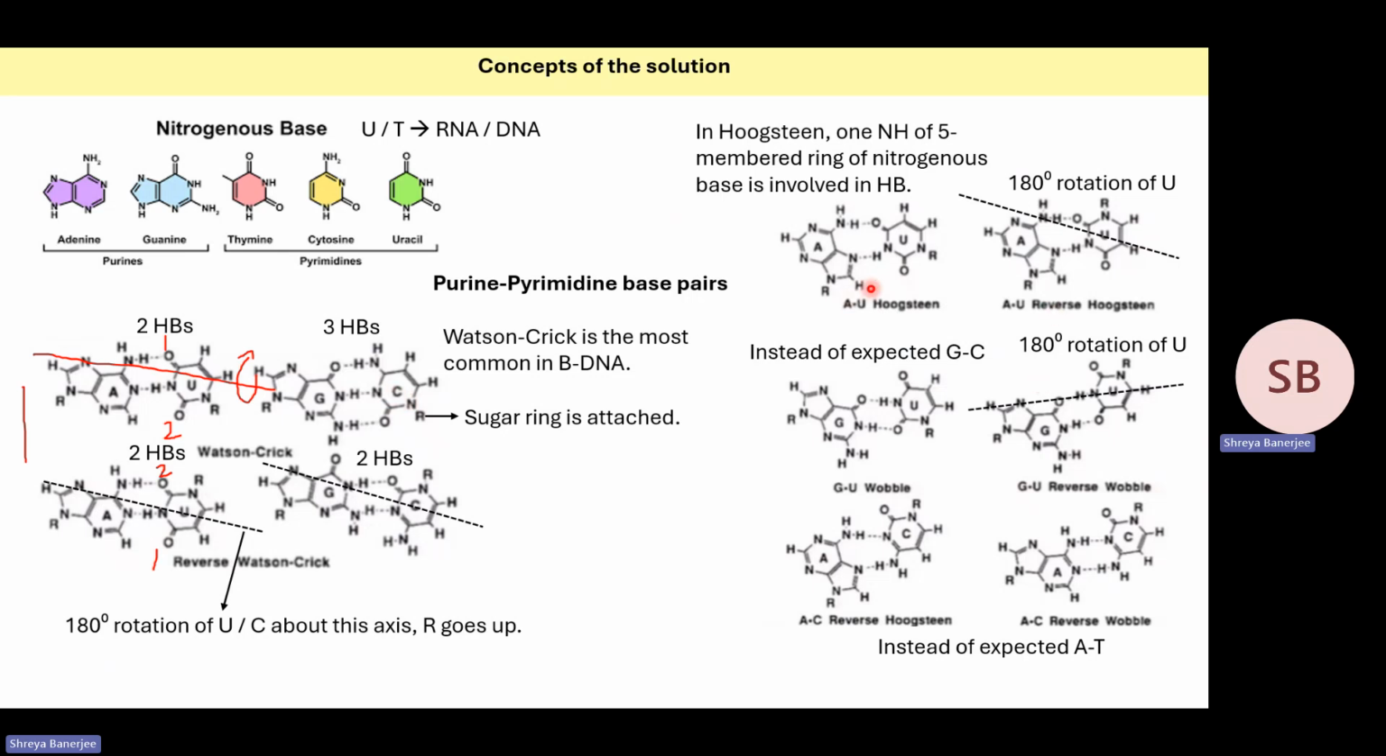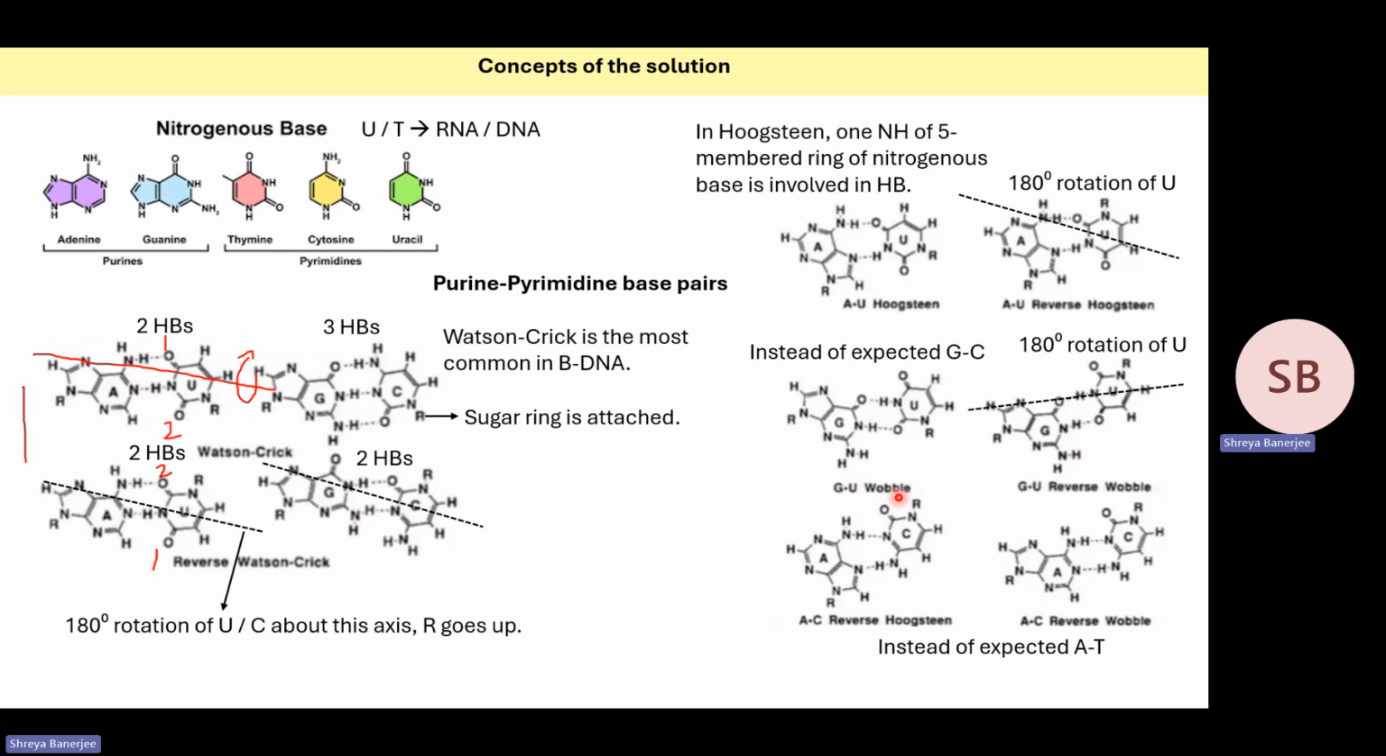In case of Hoogsteen also, that rule is maintained. A goes with T or U and G goes with C. But the difference in Hoogsteen is that in case of Watson-Crick, from the purine, only the 6-membered ring was participating in hydrogen bonding. In case of Hoogsteen, one NH from the 6-membered ring and one from the 5-membered ring participate in the hydrogen bonding. So both 6 and 5-membered rings participate in hydrogen bonding in Hoogsteen base pairing.